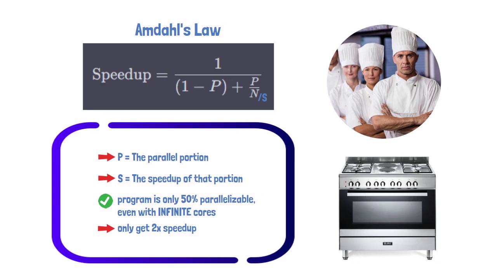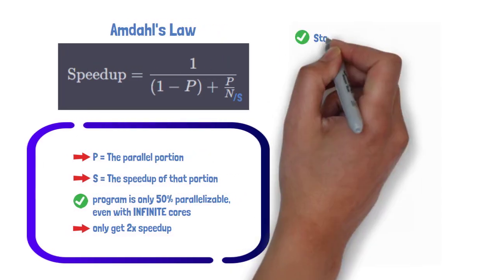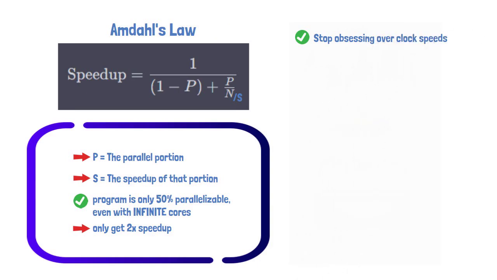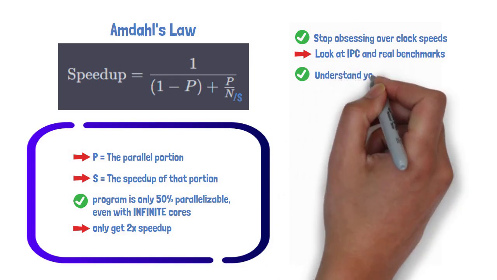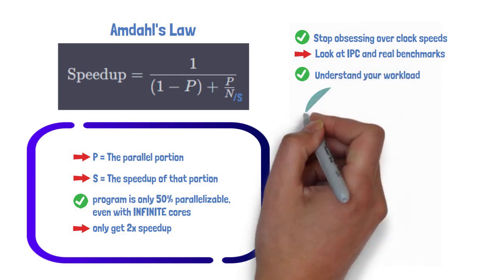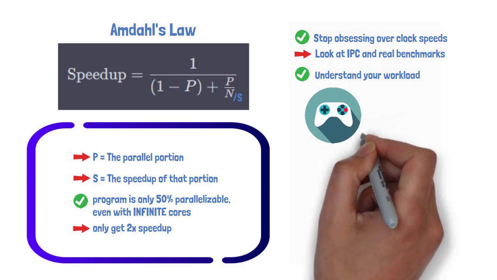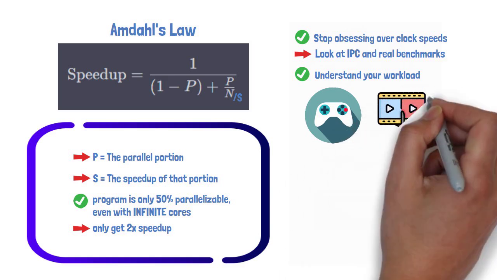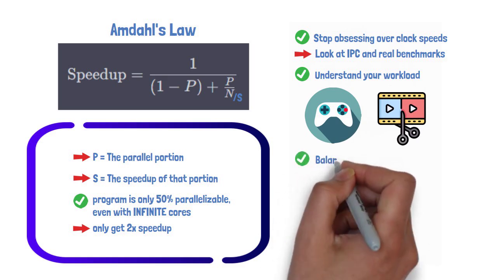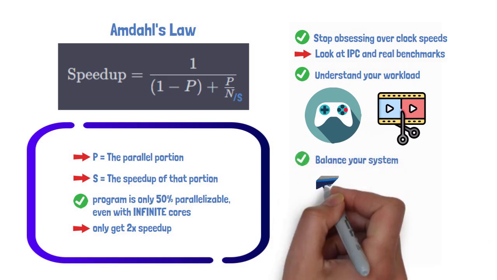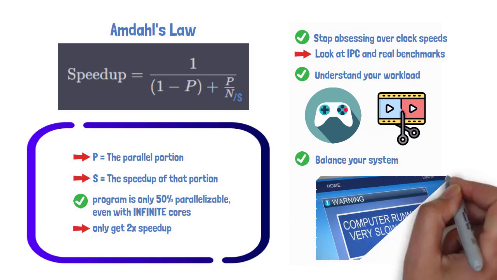So, what does this mean for you? 1. Stop obsessing over clock speeds. Look at IPC and real benchmarks. 2. Understand your workload. Are you gaming? Video editing? Each needs different optimizations. 3. And always balance your system. A fast CPU with slow RAM is like a Ferrari with bicycle tires.